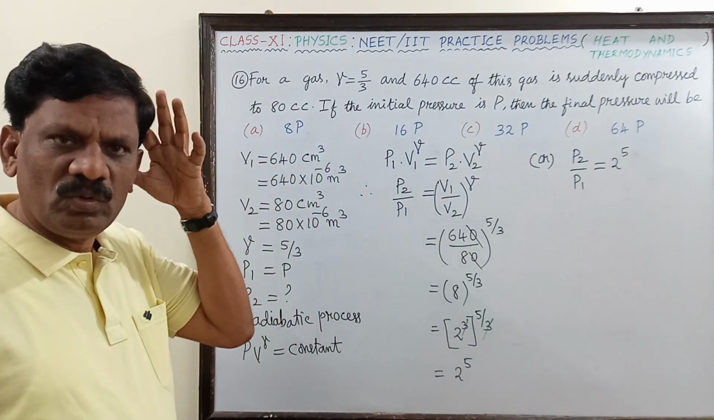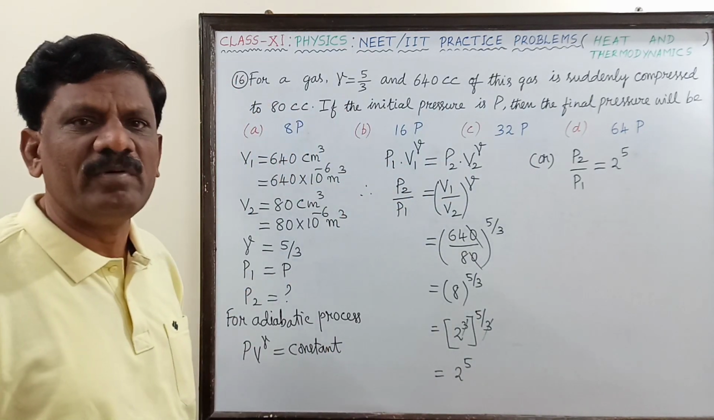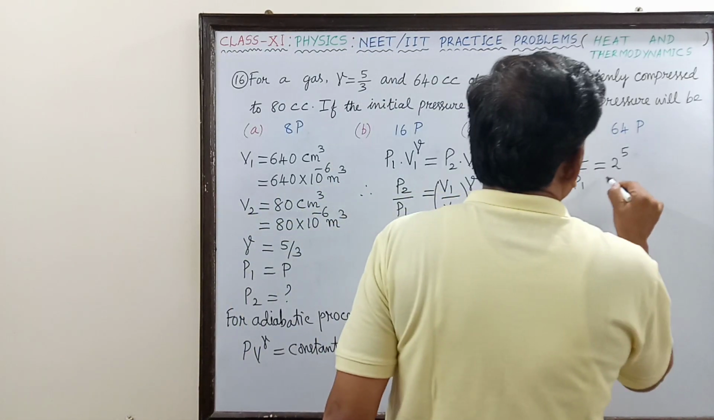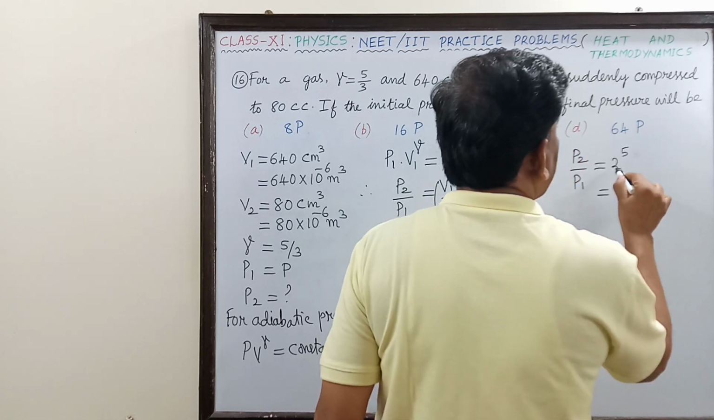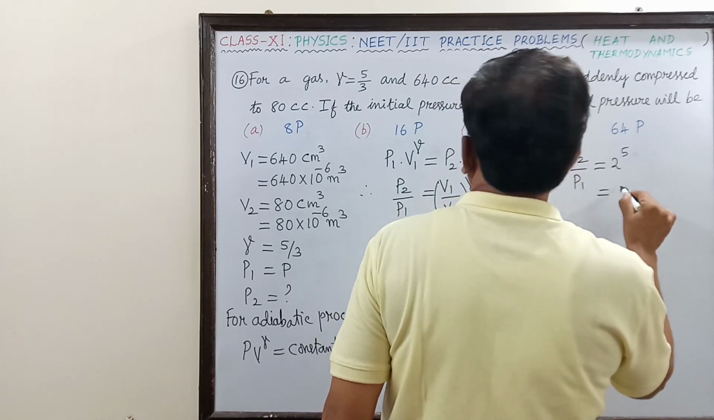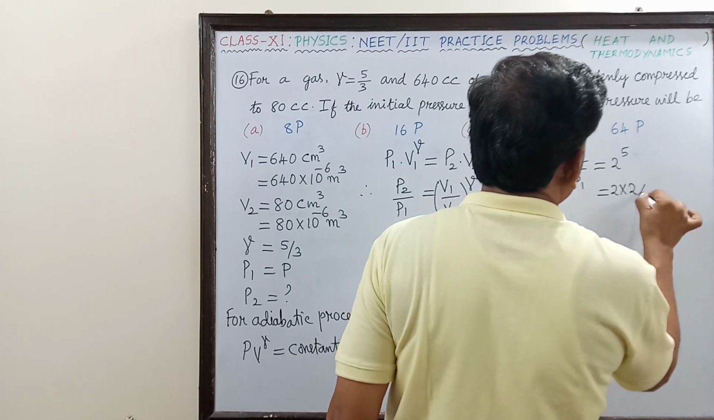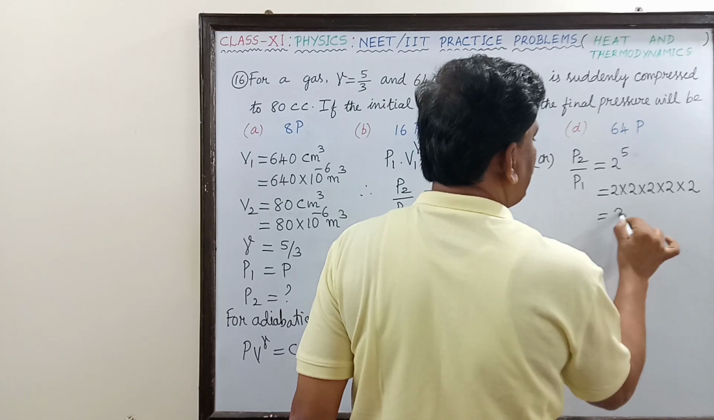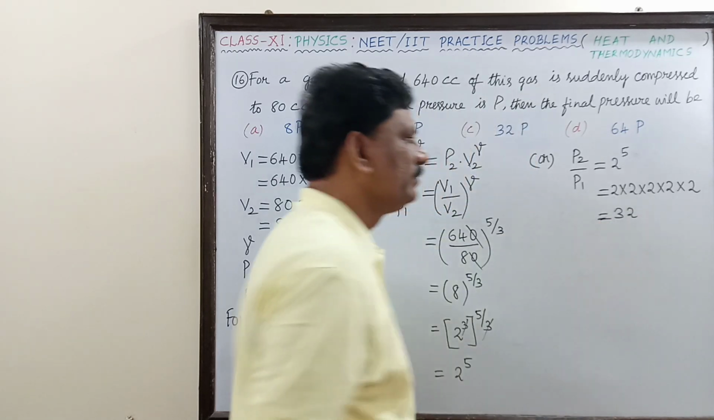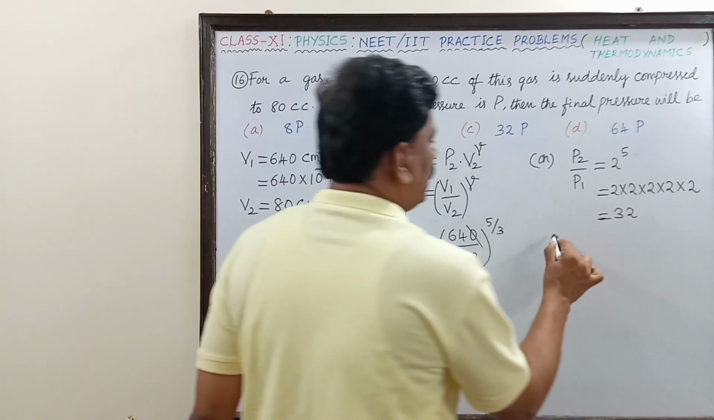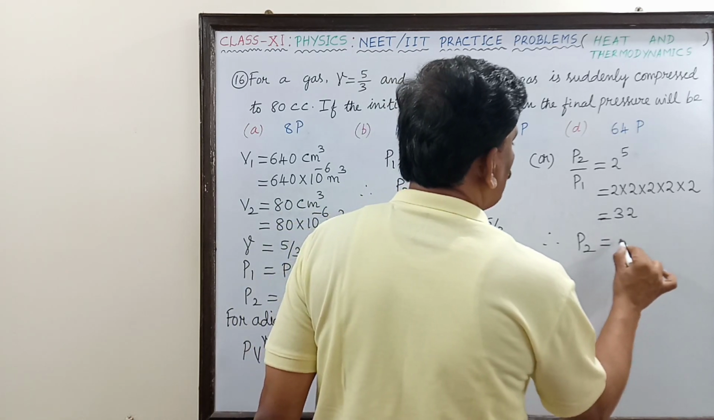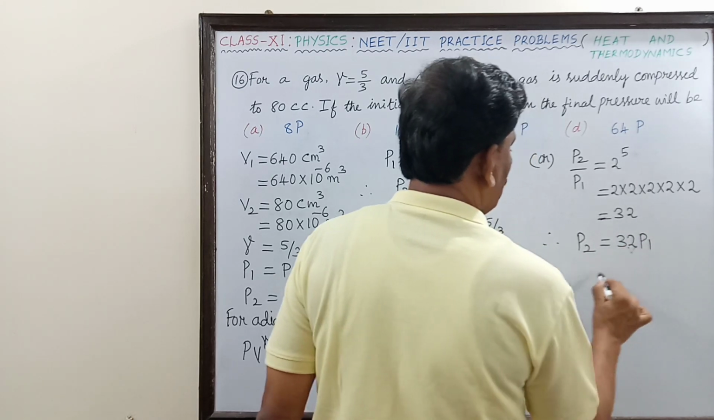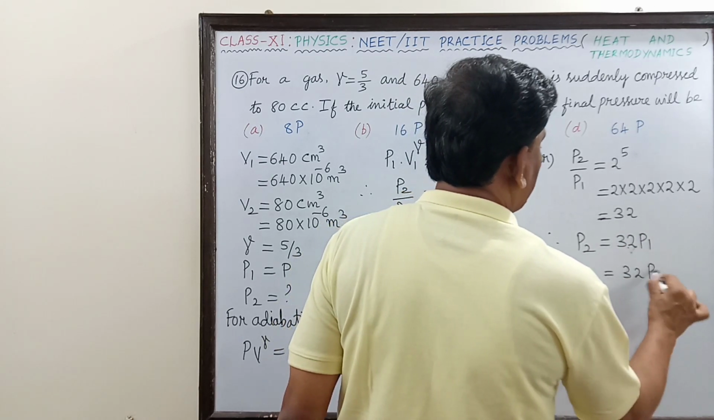So what is 2 into 2 into 2 into 2 into 2? 2 power 5, is it not? So 2 power 5 must be equal to 2 into 2 into 2 into 2 into 2. So 4 4s are 16, it is 32. Understand that? Therefore P2 must be equal to 32 times P1. That is equal to 32P.